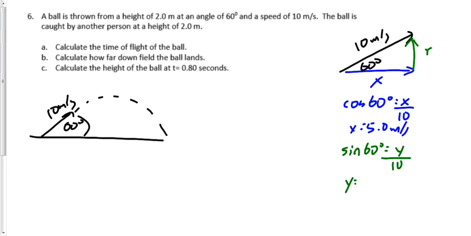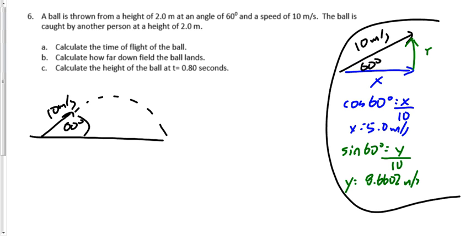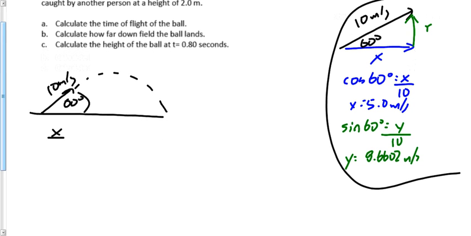The y component ends up being equal to 8.6602 meters per second. Now we're going to box that off because that's what we do. And now we're going to go over and do our thing with the x and y components of this parabola. X component, y component. What equation do we use to describe, Jordan, the x component of it?